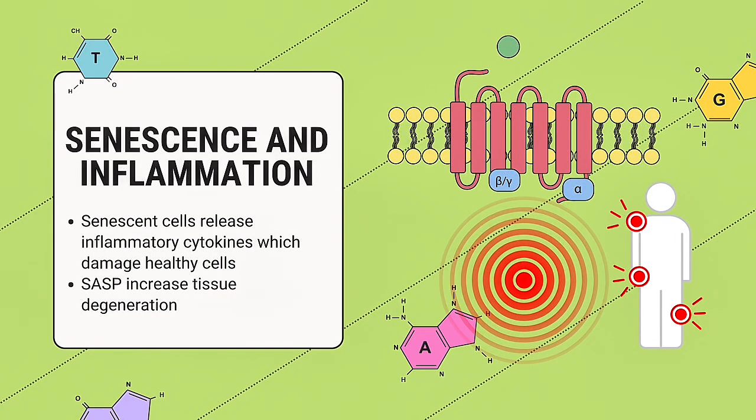As cells accumulate damage, some enter a state called senescence, wherein they stop dividing but don't die. These senescent cells start releasing inflammatory cytokines, damaging nearby healthy cells. This is known as the senescence-associated secretory phenotype, or SASP, and it accelerates tissue degeneration. So, aging becomes not just a result of cell damage, but also of inflammation and cellular communication gone wrong.